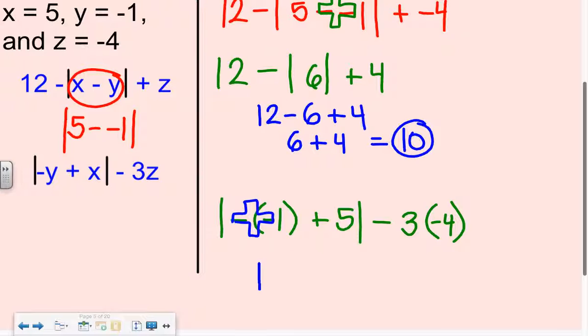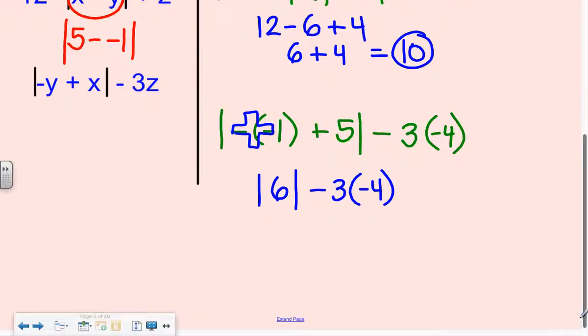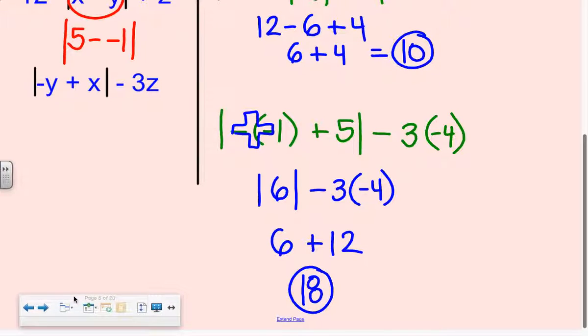1 plus 5 makes 6. If I keep going from there, absolute value of 6 is 6. Negative 3 times negative 4 is positive 12. 12 and 6 make 18. So you've got to be really careful on those ones that you are following the problem exactly. If it's minus a negative, you have to change it into a plus.